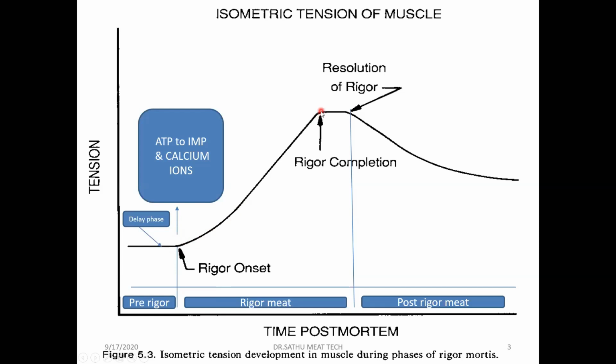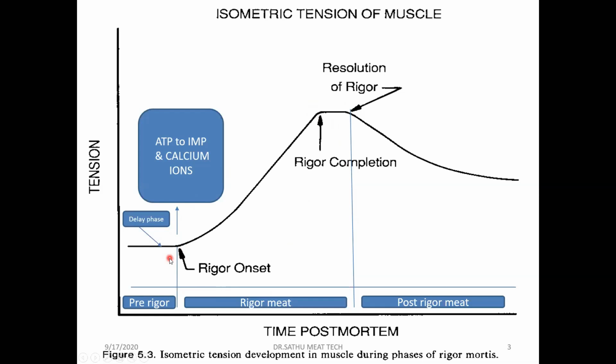At the completion of rigor mortis, almost 100% of actin and myosin will bind together. So it gives a very rigid structure, and the sarcomere length is decreased to a great extent. So the meat appears tough at this stage. It has completely lost its extensibility at the completion of rigor mortis.